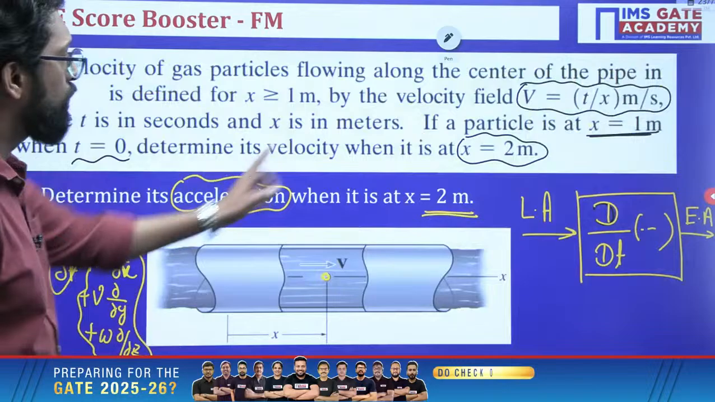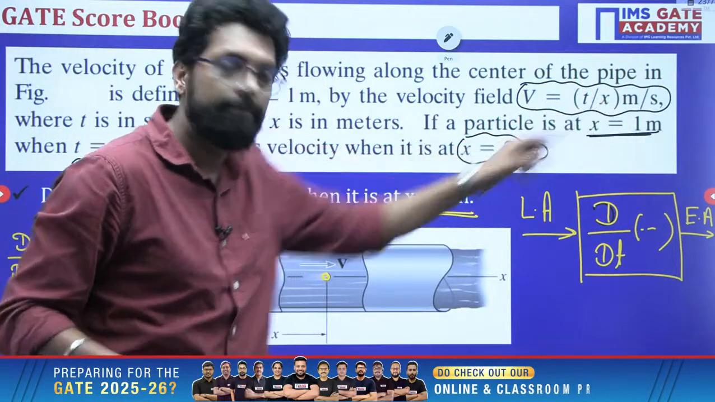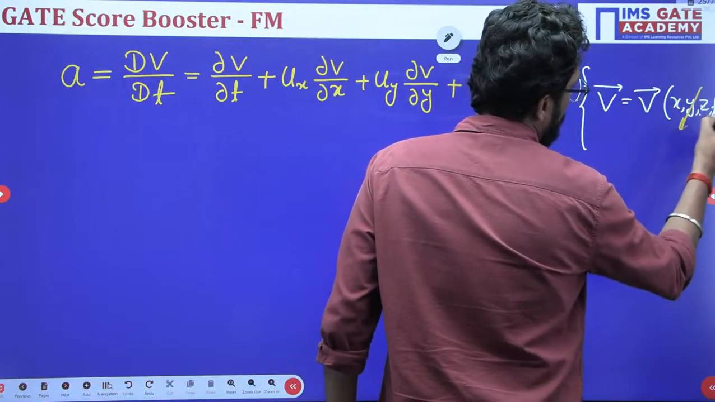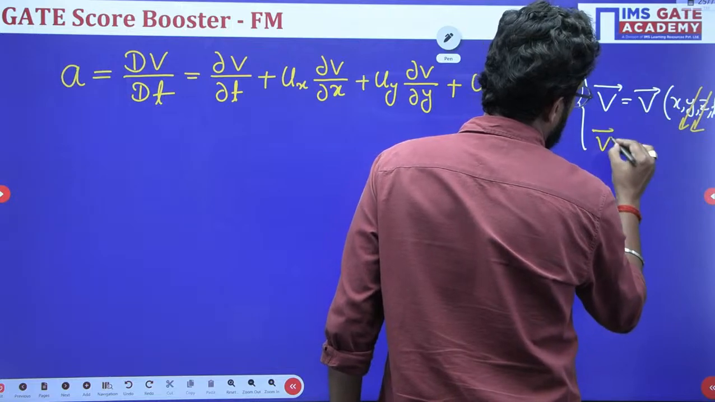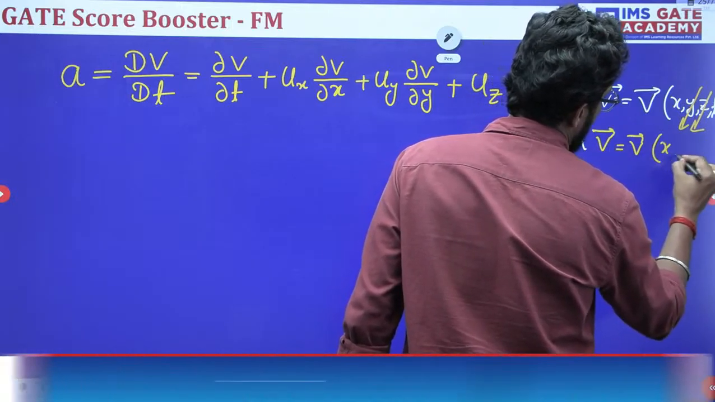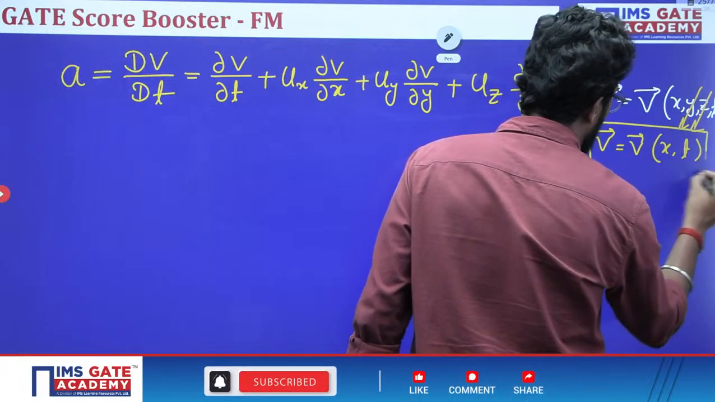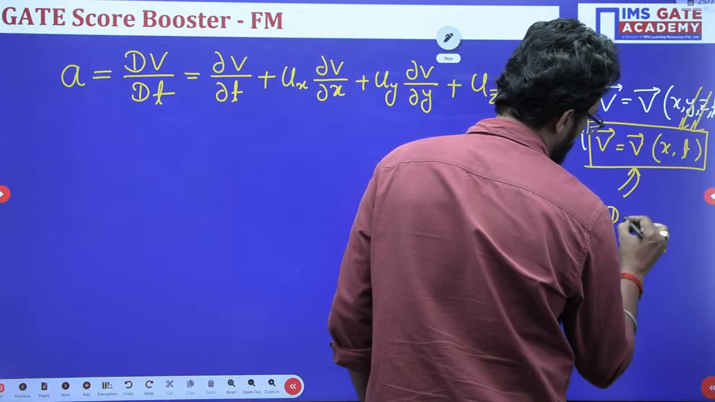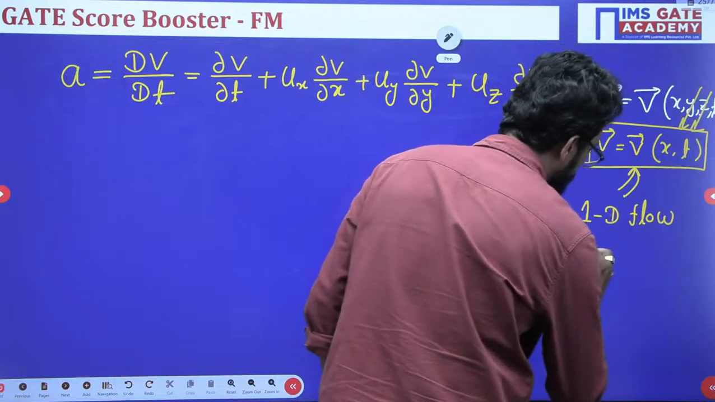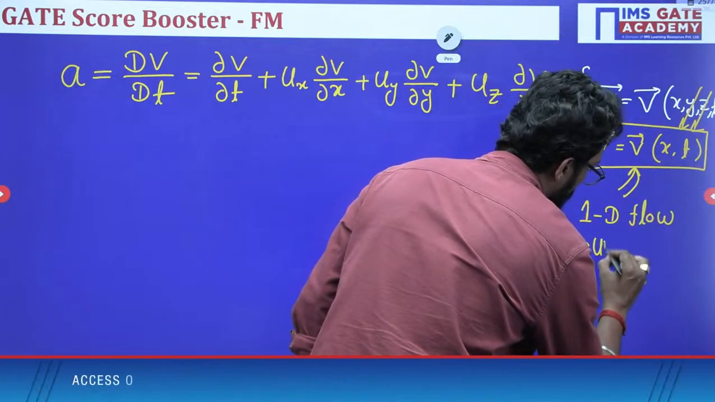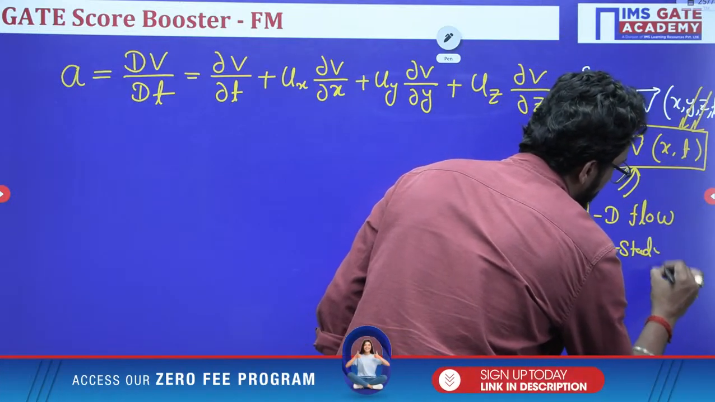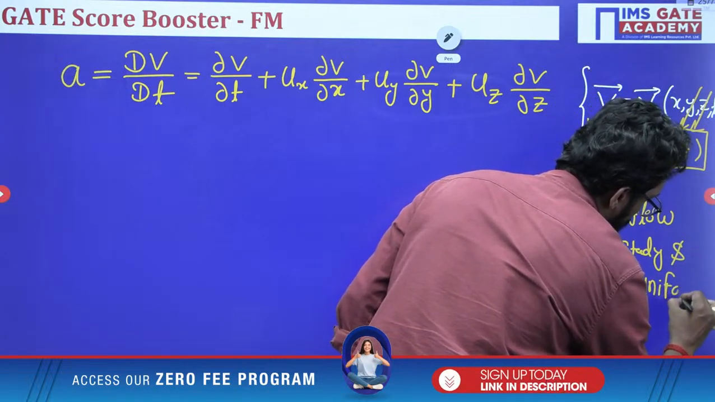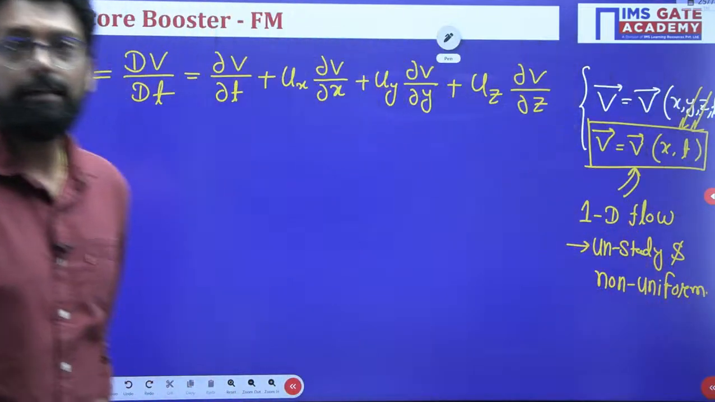velocity is only a function of x and t. So it is not a function of y, it is not a function of z, only a function of x and t. That means this is which type of field, beta? This is your non-uniform one dimension flow. This is one dimension flow, and the flow is unsteady and non-uniform.